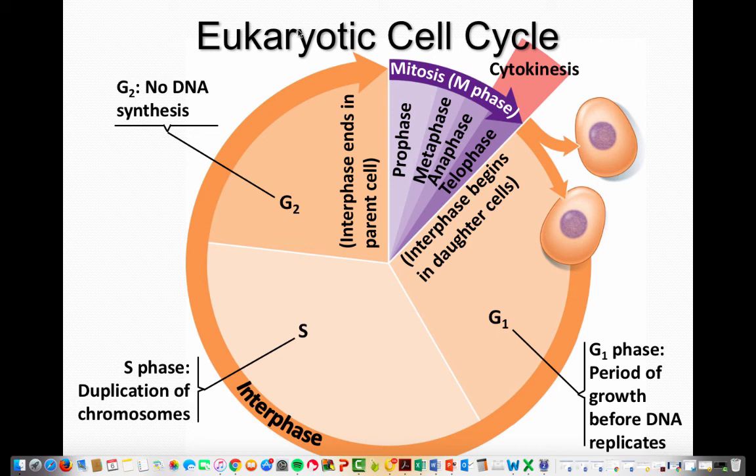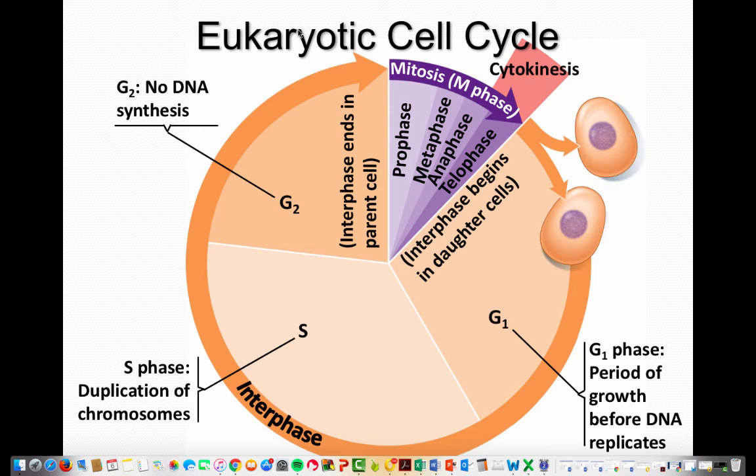Now the S phase, think synthesis. This is where DNA replication happens. So you know what we talked about last week with all the enzymes? That's here. In G2, this is the prep stage that is basically your last check. It's making sure we have everything we need before we start the M phase or mitosis.